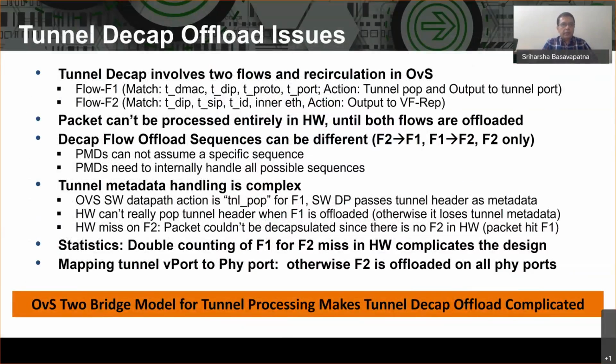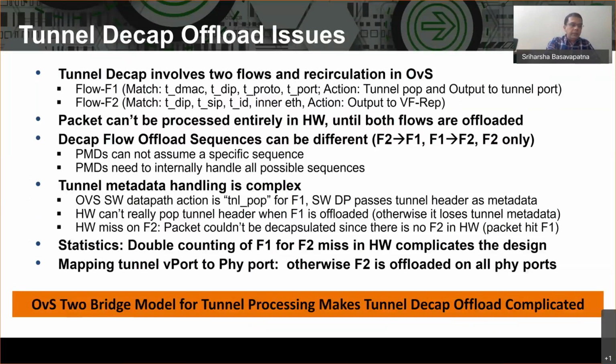As we just saw, it involves two flows and also recirculation in OVS. Flow F1, which is for the tunnel outer flow, matches on the tunnel header fields, and the action is to pop the tunnel header and output it to the VXLAN vport. And for flow F2, which is the inner flow, we match on some of the tunnel specific data like the tunnel ID, VNI in the case of a VXLAN tunnel, and also the inner headers like the inner Ethernet header. The action is to output to the VF representor port. So essentially, packets cannot be processed entirely in hardware until both these flows are offloaded.